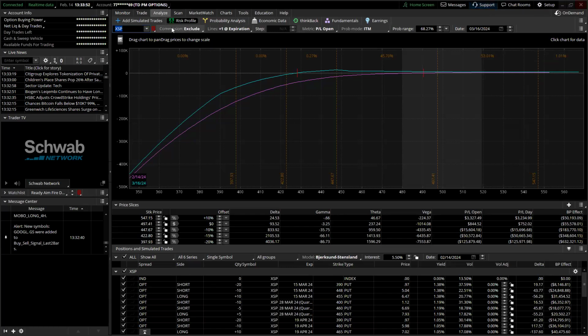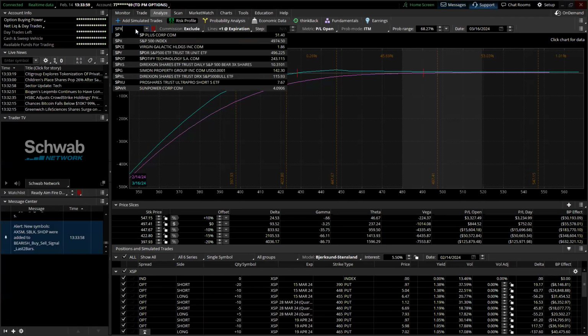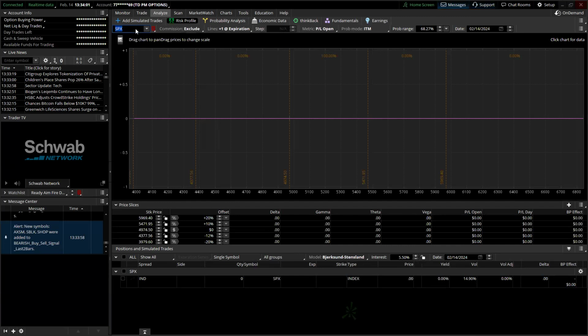So now I'm going to switch over to SPX. The reason I brought up SPX and said that you can use different underlyings is because I did see a question. Somebody asked me if this can be used with ES options. And the answer is yes. The only problem with ES is that I see ES has strikes available that are 25 points apart.